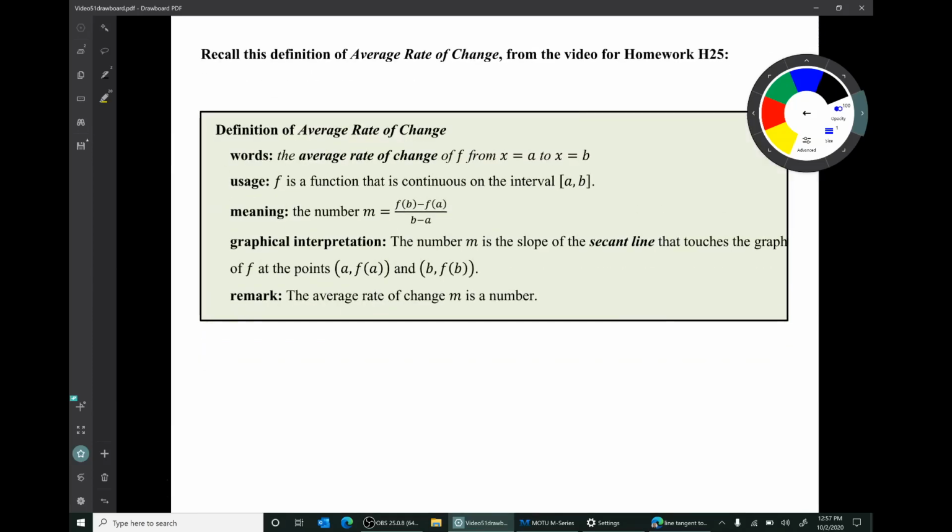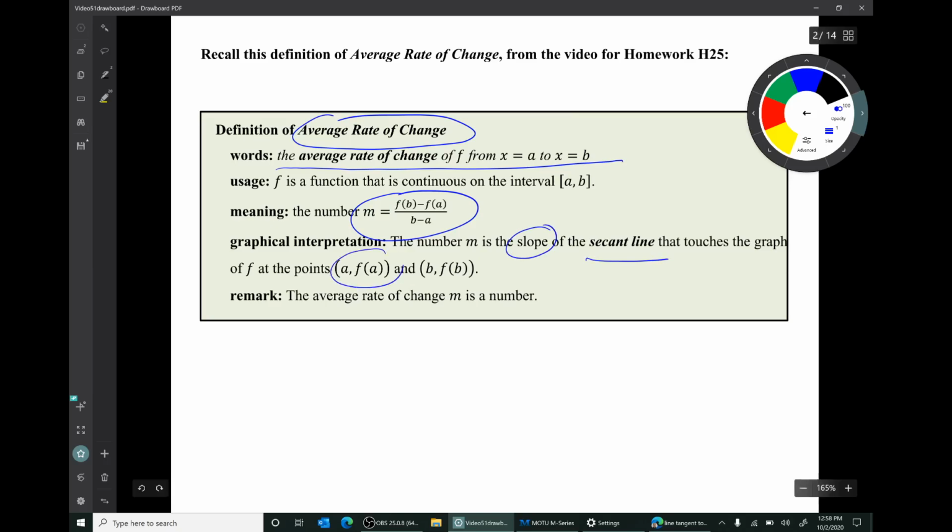Now let's review a couple of things from earlier in the semester. First of all, from very early in the course, the idea of average rate of change. Remember that these words, the average rate of change of f from x equals a to x equals b, mean this quantity, this difference quotient. And the graphical interpretation is that it's the slope of the secant line that touches the graph of f of x at these 2 points.